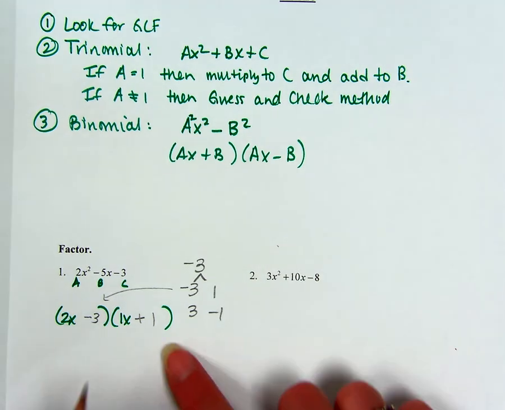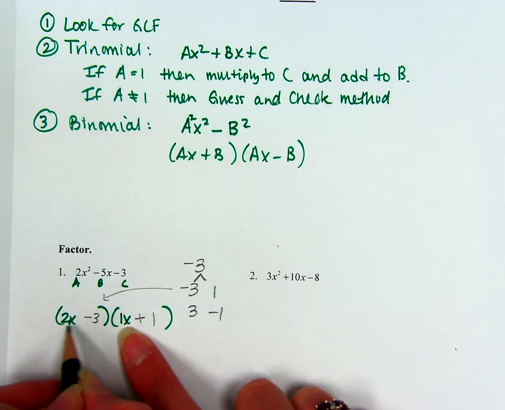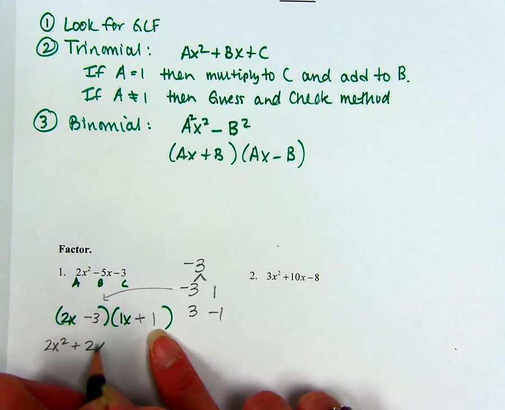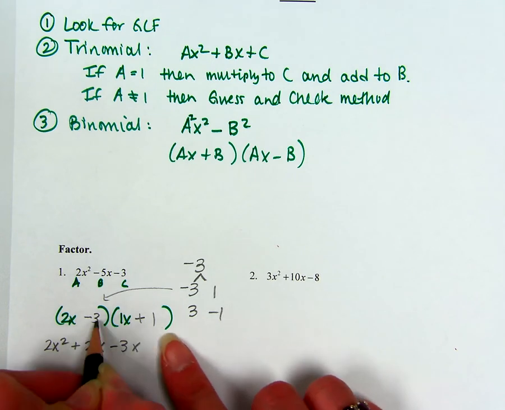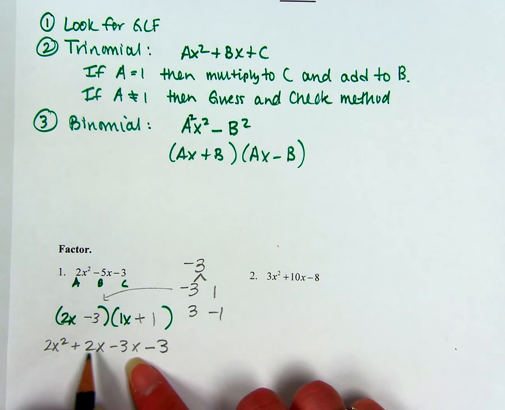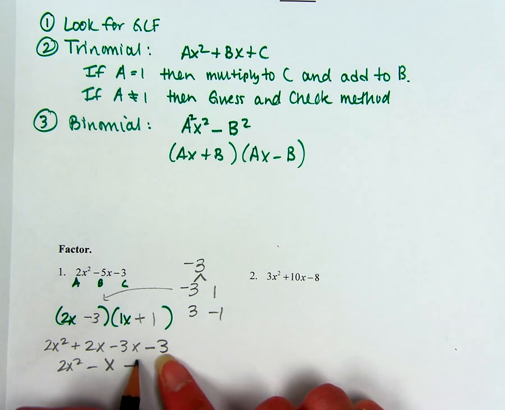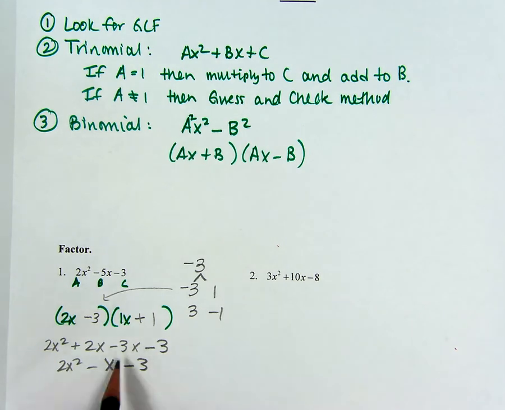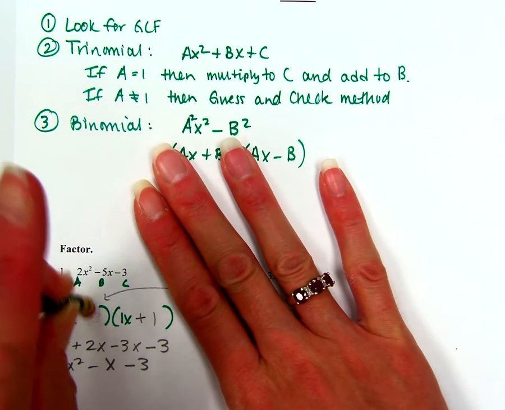All right, we're going to see if this works by doing first times first, that's 2x squared. Outer is 2x, inner is negative 3x, and last is negative 3. All right, now we're going to combine our like terms. Well, if I add these two together, then that doesn't give me my original. So I know that this can't possibly be right. All right, so I'm going to erase this and try something else.